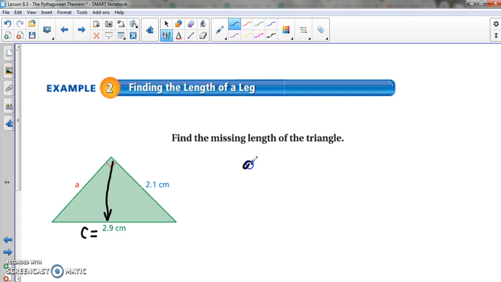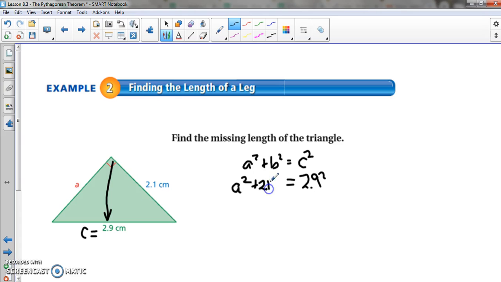So when I plug in for a squared plus b squared equals c squared, that means the 2.9 is going to be all by itself this time. So that means solving this is going to be a little bit different. So we already know 2.9 has to be on this side here all by itself. It doesn't matter what you're plugging in for the other two in terms of the order, we just know that they have to be on this side. So I'm going to leave a as a, and I'm going to plug 2.1 in for b.